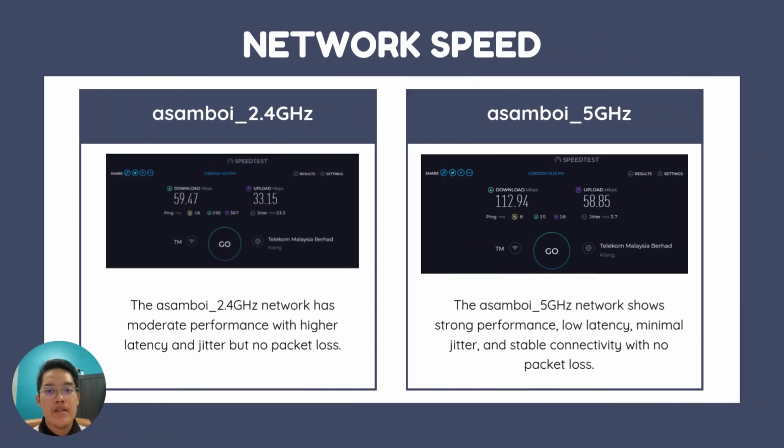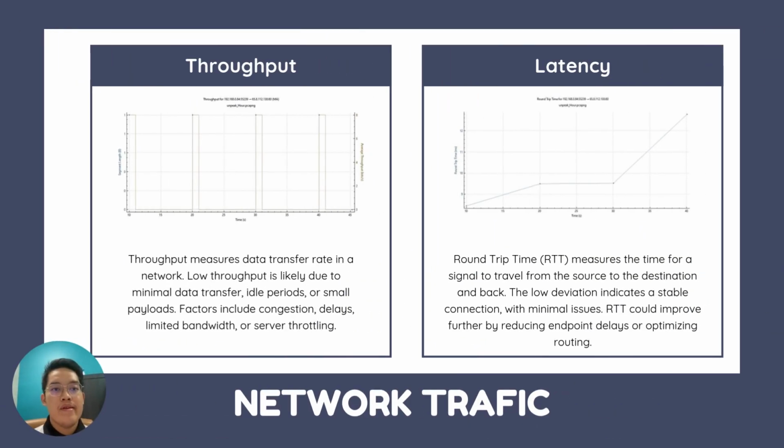Okay, for the network speed, the 2.4 GHz has moderate performance with higher latency and jitter, but no packet loss. And the 5G has strong performance, low latency, minimal jitter, and stable connectivity with no packet loss. So for the network traffic, we can see the throughput and latency are actually okay, but this is during off-peak hours, and we are also preparing for many devices. So this is a very needed improvement.